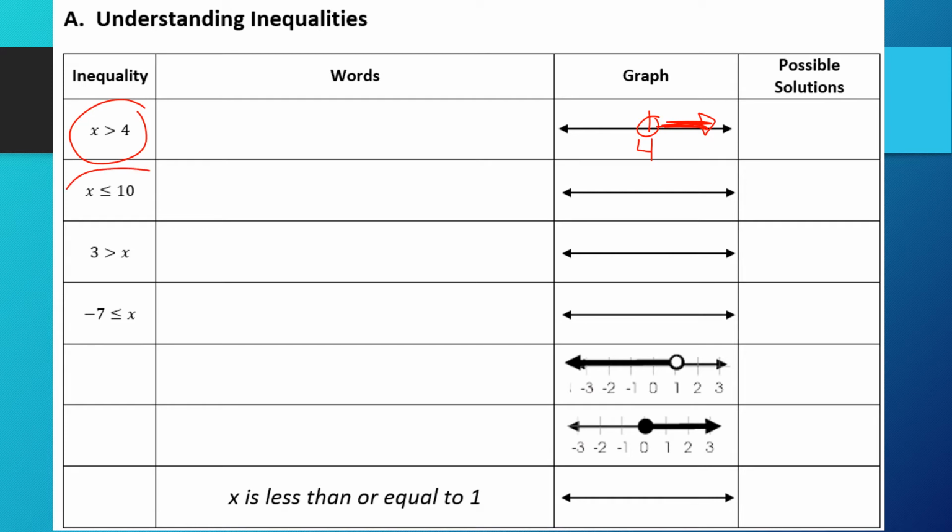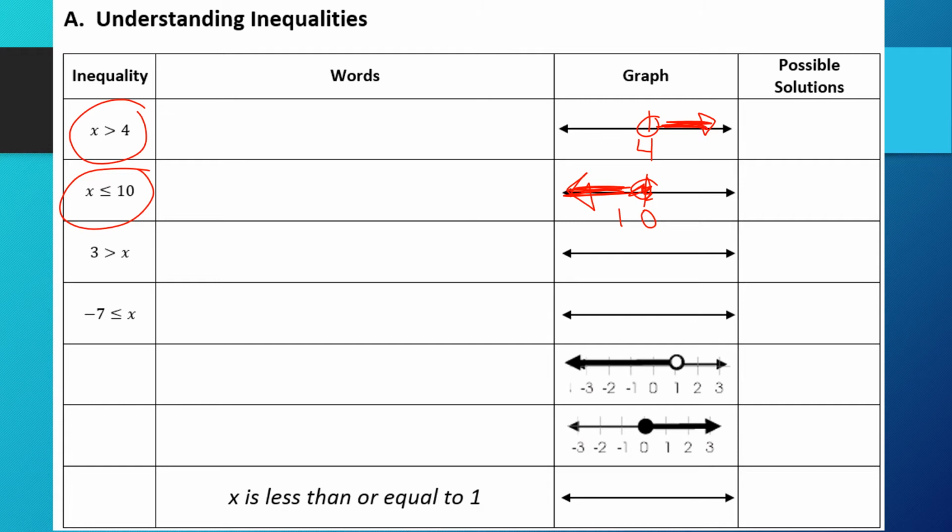Okay, our next one, x is less than or equal to 10. I would put a 10. When I put my circle, I am going to fill it in because it can equal 10. And that says less than. It points to the left. Those are the lower numbers. So to the left there, I would shade those numbers.